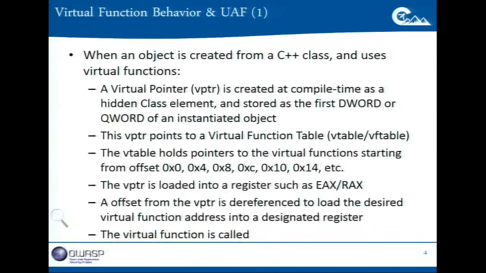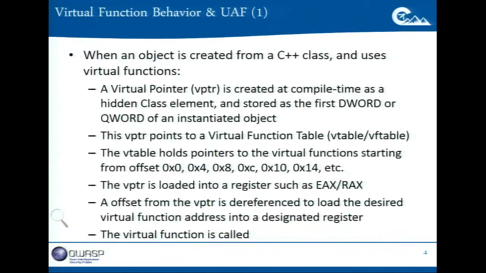So every object that gets instantiated out of the class is given this virtual pointer as the first double or quad word. That's important because when we go through the process of calling a virtual function, that virtual function vPointer, you can call it, gets dereferenced out of the object. And I'll demonstrate this soon.